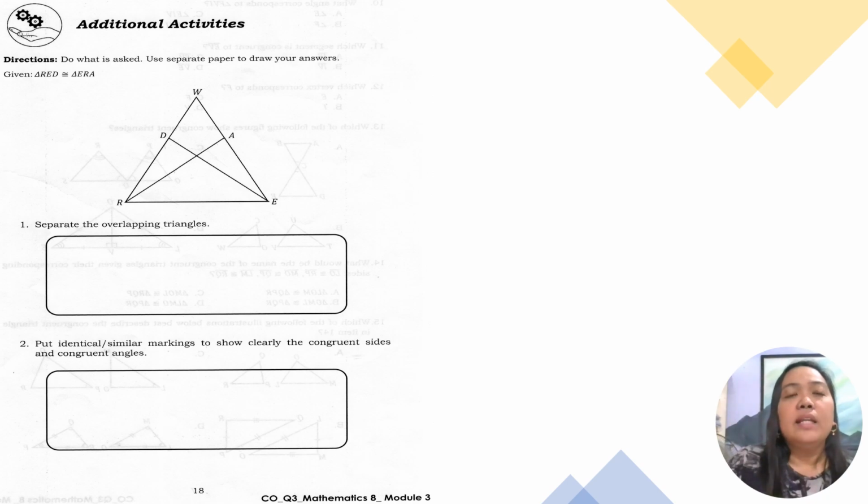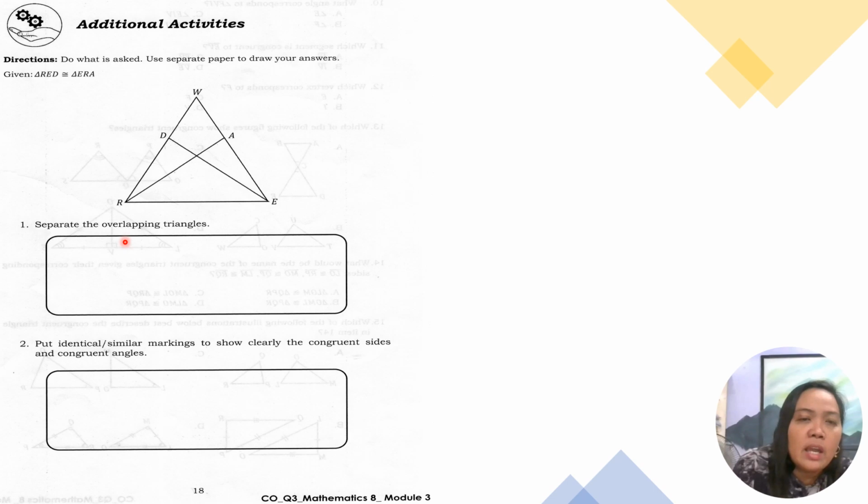After working on the post-assessment test, you will still have to use your answer sheet provided by your teacher to answer the additional activities given there. Do what is asked. Okay, given is an illustration here. Separate the overlapping triangles. It could be this pair and this pair. You just choose which one. Which overlapping triangles will you use and separate them?